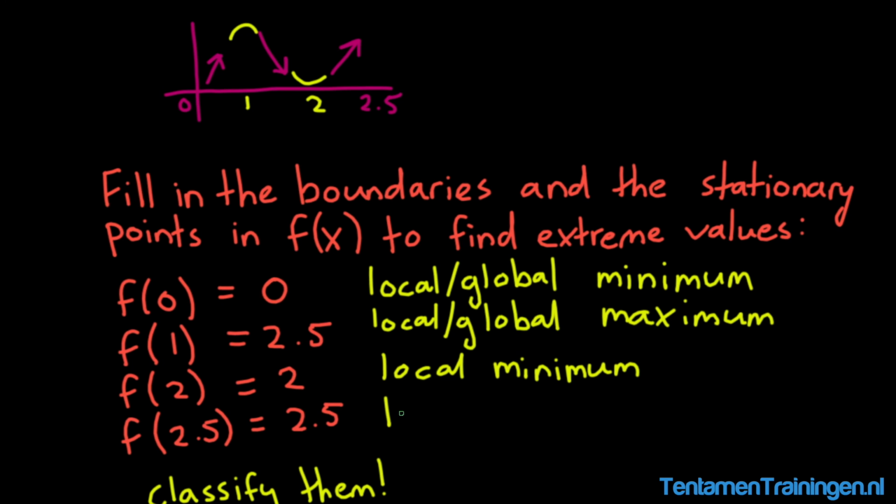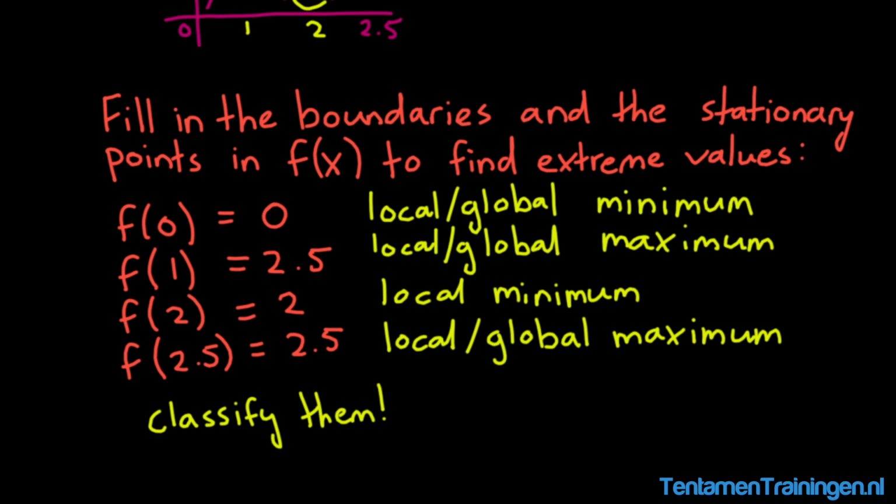Then for 2.5, same story as for the point at 1. We have a local global maximum since it's the highest point on the domain, and it's a maximum since it's ascending towards the boundary. So at the boundary we have a maximum. Okay, that was all for this exercise. This is how you should note your answers for such an exercise. So be sure to know how to classify these extreme values.